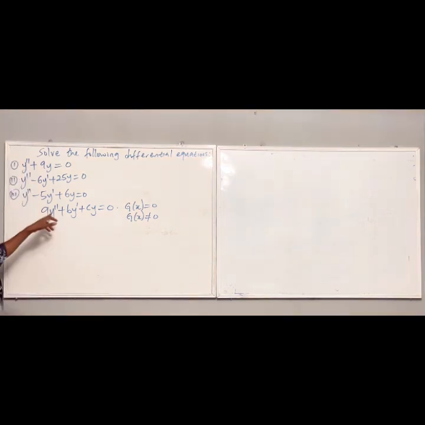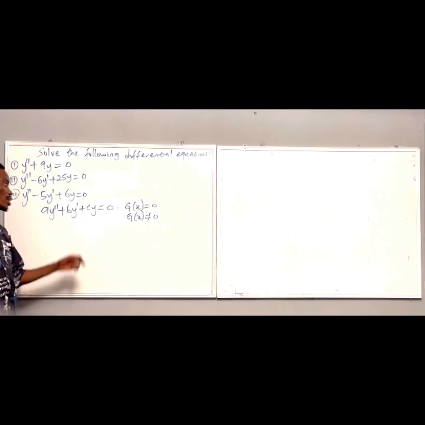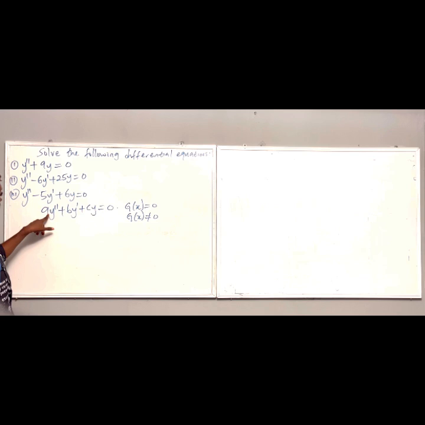You can see that the coefficient of y' is b, and the coefficient of y is c. So for the first question, our a is 1, the coefficient of y' we don't have, so it is 0, and the coefficient of y is c, that is, our a is 1, our c is 9. You can see that it's forming a second order.